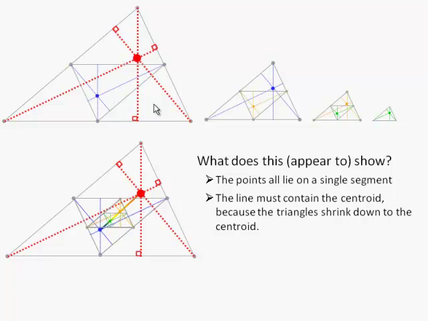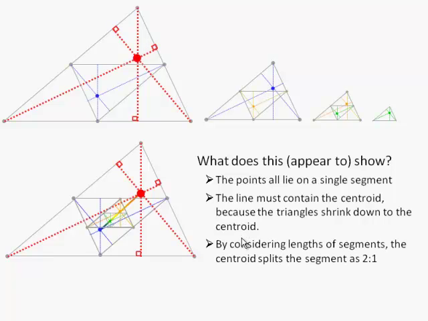Okay, so what we have is that the orthocenter and the circumcenter, we have a segment, and we have the centroid lying in between orthocenter and circumcenter on the same segment. All right, pretty neat. So by considering the lengths of the segments, the centroid splits the segment as 2 to 1.